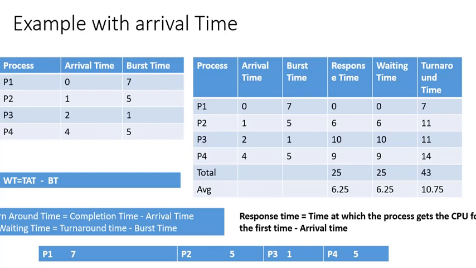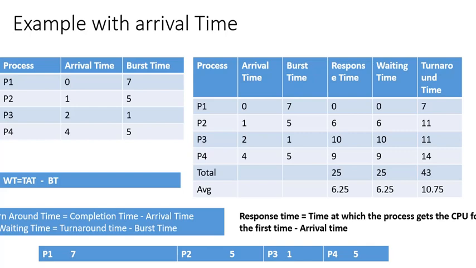So first P1 will come into running state. It will take 7 units of burst time, so 7. Then P2 will come, it will take 5 units of time, so 7 plus 5, that is 12. Completion of P2 will be at 12, that is 7 plus 5. Then P3 will come, it will take 1 burst time, and P4 will take 5 burst time. That way you can create your Gantt chart very easily.